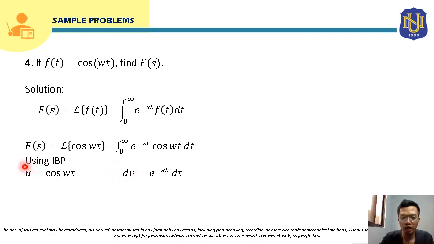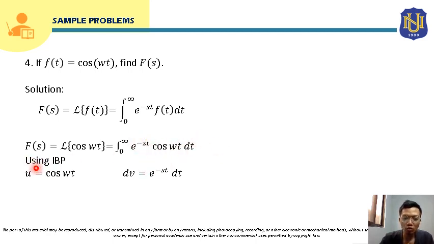The function that we're going to assign to u will depend on LIATE. Whatever function comes first in LIATE will be put to u. Here we have trigonometric and exponential, and trigonometric comes first before exponential. So we are going to assign the trigonometric function cosine wt to u, so u is equal to cosine wt, and the function that we're going to assign to dv will be the remaining function, which is e raised to negative st together with dt.